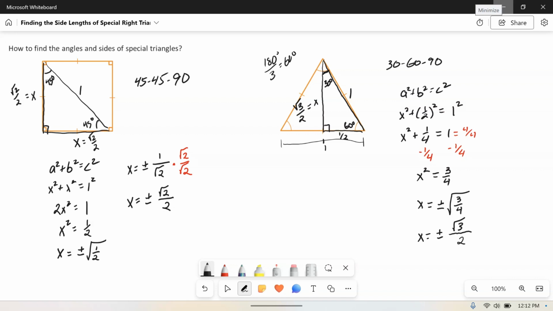Okay, so a 30, 60, 90 triangle has a 30, 60, and 90 degree angle. The length of the hypotenuse is 1. The length of the side opposite the 30 degree angle is a half. And the length of the side opposite the 60 degree angle is root 3 over 2.